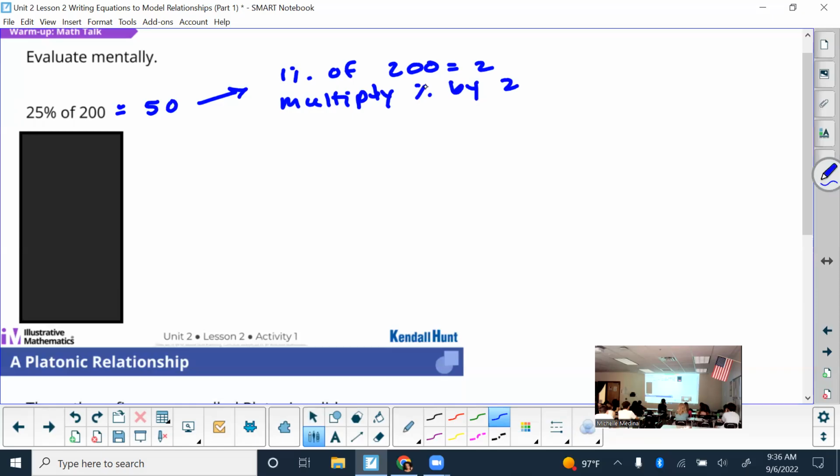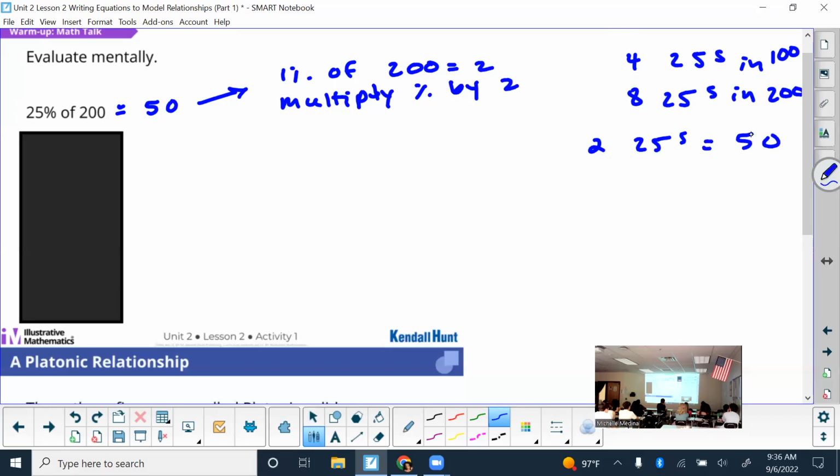Okay. Any other strategies that someone did to solve it? I heard tons of different ones. Yes. Okay, so 4 25s in 100, 8 25s in 200. Two of those would be 2 times 25 equals 50. All right, any other ways?